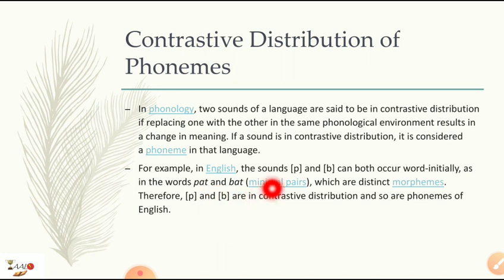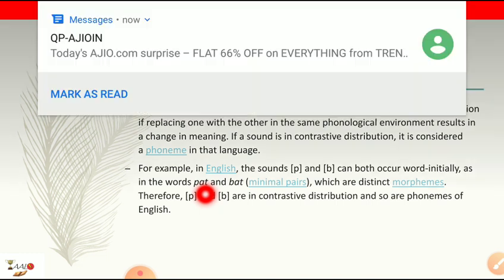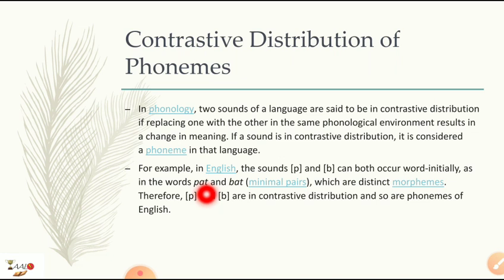They exist in the same phonological environment, but when you change the phoneme p with b, there is a change in meaning. So, they are said to be in contrastive distribution. I hope that it was clear. I'm sorry for the messages that are coming in and going.